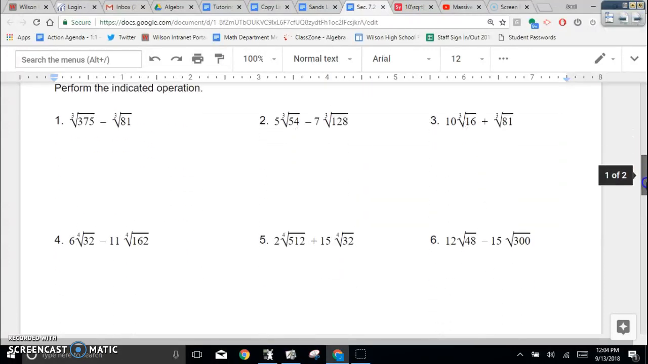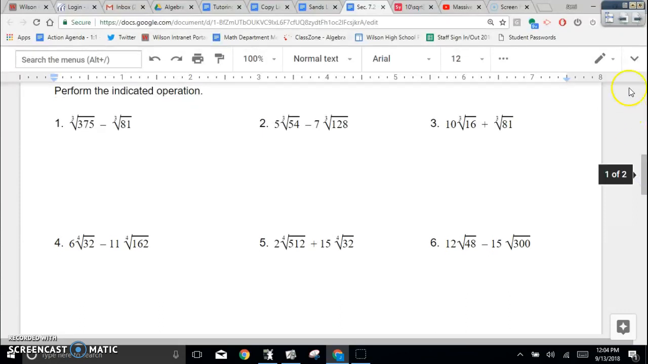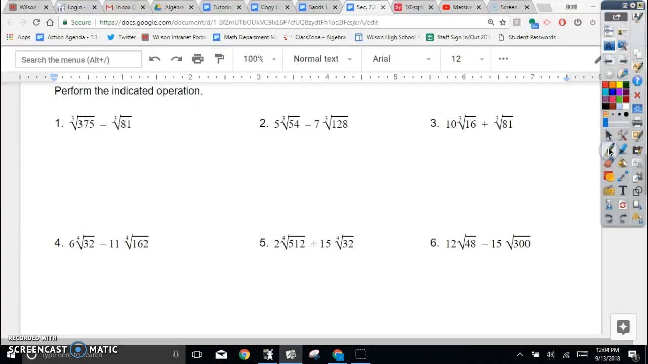Now let's actually go ahead and do a couple of these. So the directions are asking us basically to simplify or perform the indicated operation. We cannot combine these right now, so we have to try to break them down and see if they have the same base underneath the radical, and then we can add or subtract them. Right now we can't. They have the same radical, so that's good, but the 3075 is not the same as 81. So we're going to make this 125 times 3. We're going to make this 27 times 3.